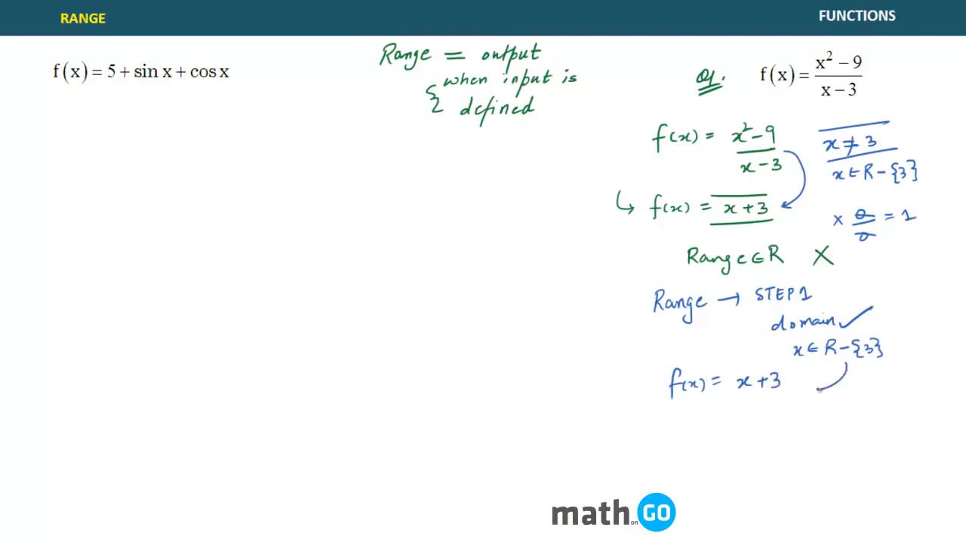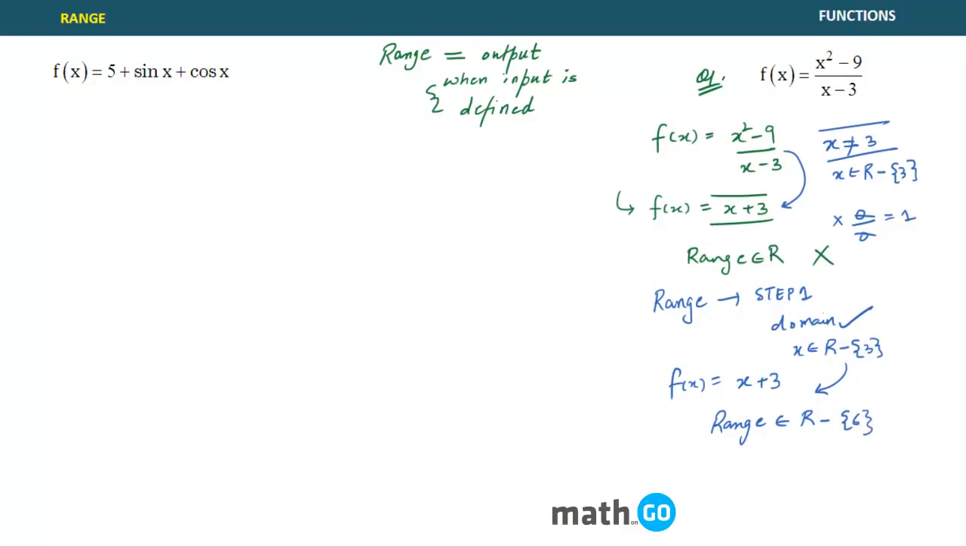So now if you apply this here, the answer would be that f(x) will take all values except the value when x is equal to 3. So what will be the value when x is equal to 3? 6. Yes. So the range of this particular function will be all values of R, or all values except that value when x is equal to 3, which is 6.